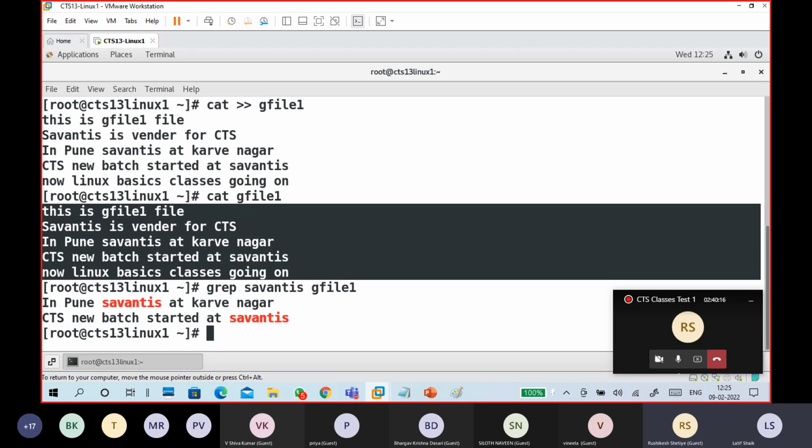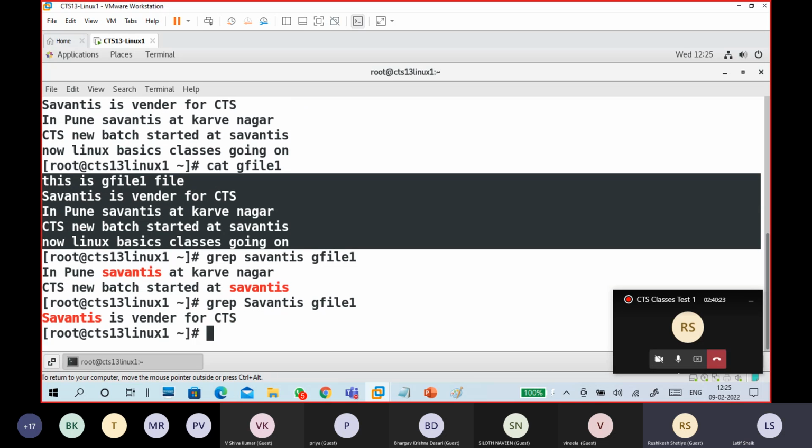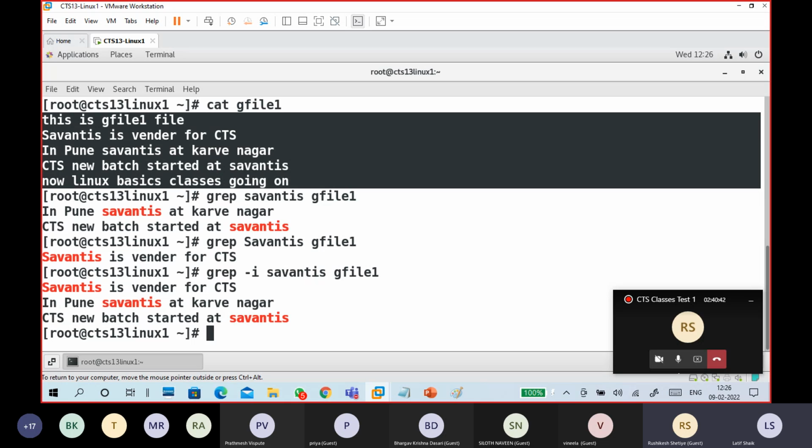So either you should give a capital here, right? When you give a capital, it shows the capital only. If you put a small one, then only the small one is matched. So what I'm doing is hyphen i. Hyphen i is the option to ignore case sensitivity. What is hyphen i? Ignore the case sensitivity.